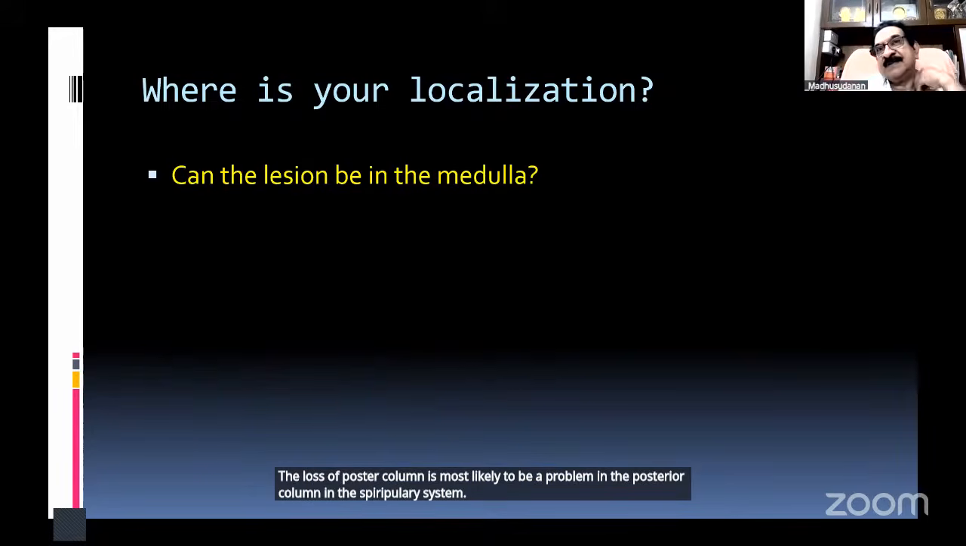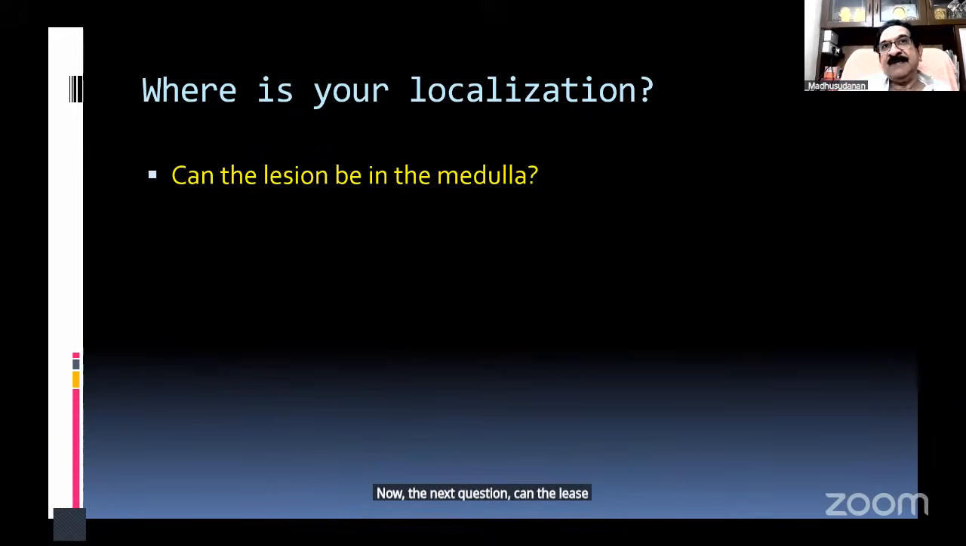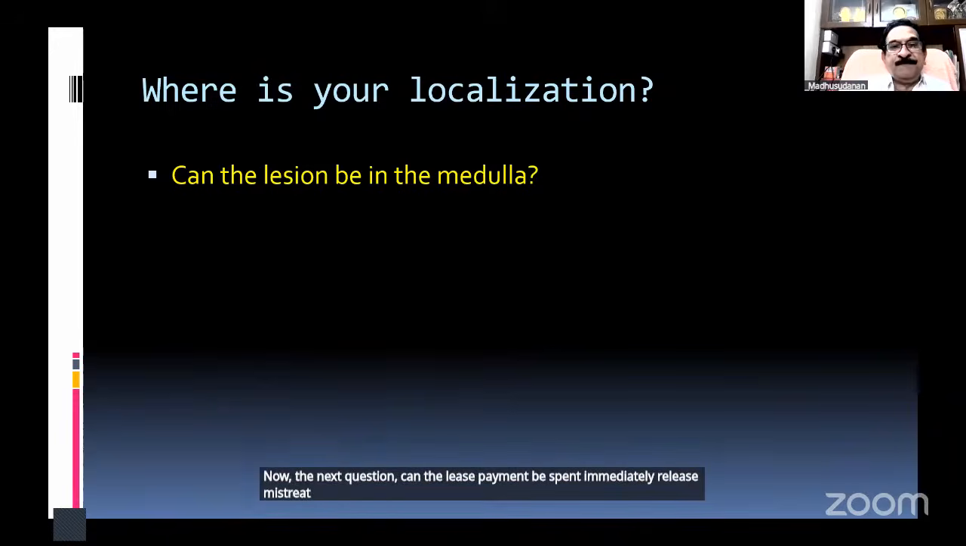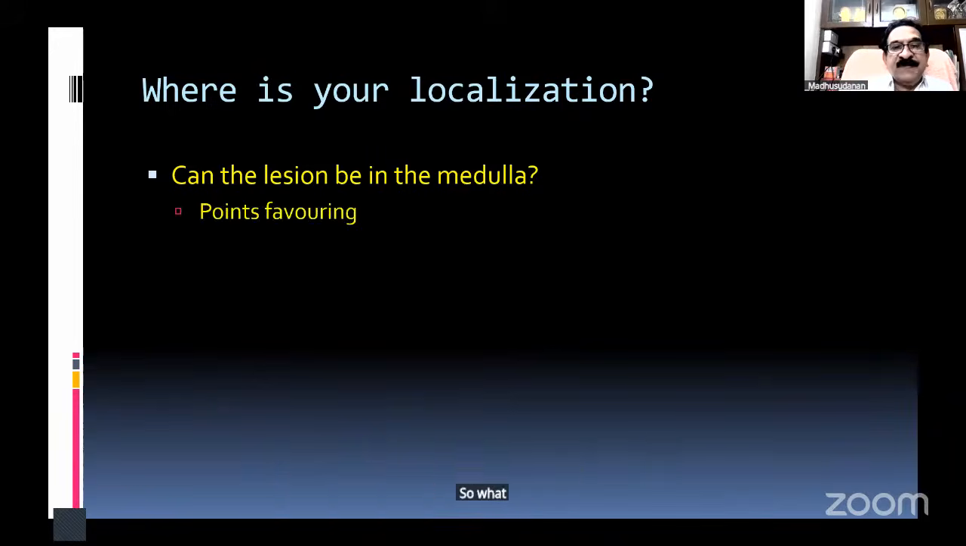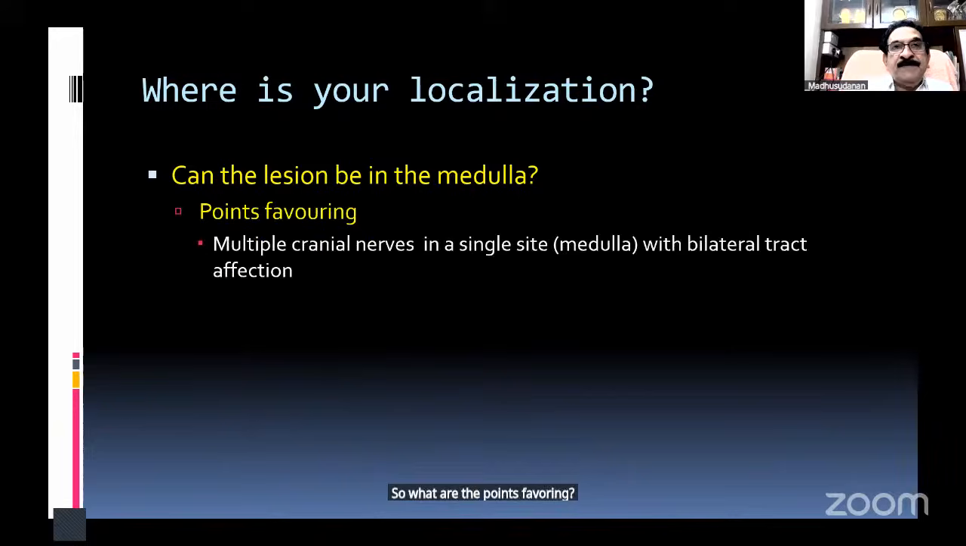Now, the next question: can everything be explained by a medullary lesion, by a stretch of imagination? So what are the points favoring? Anyone want to make a comment? No. So, explaining the cranial nerves.